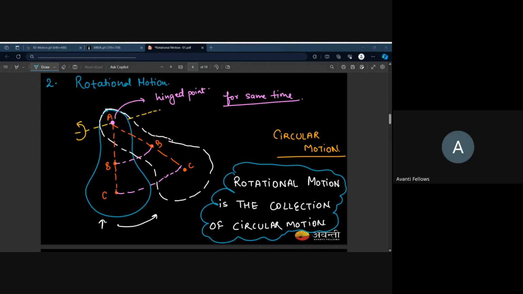Okay, so can you name a few quantities which are the same for every particle on this body? Like they are moving with different radius, they are covering different distance. That's okay, that's something which you got. It's completely fine. Now I want to know, is there any physical quantity which is the same for all the particles in a rotational motion? Can you name a few quantities?